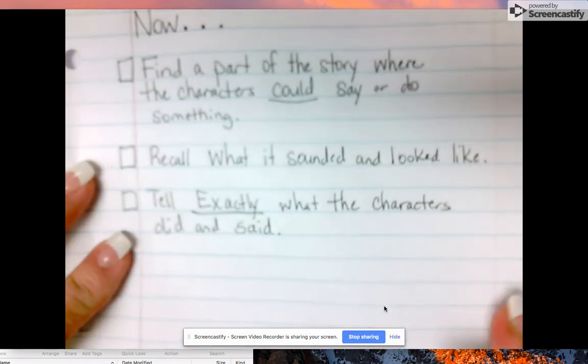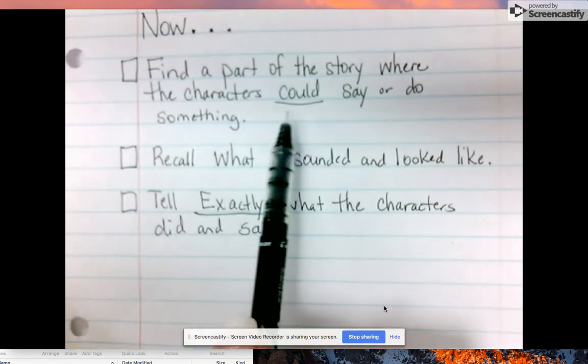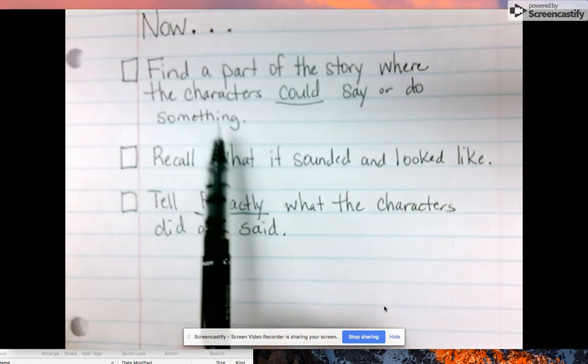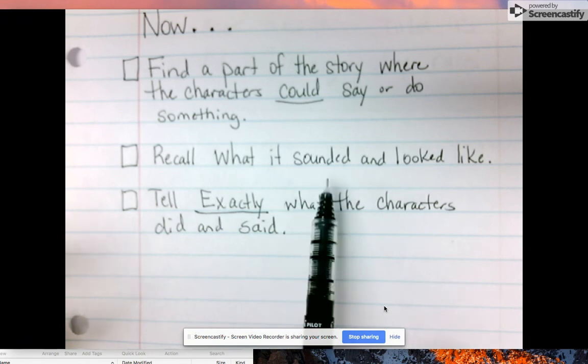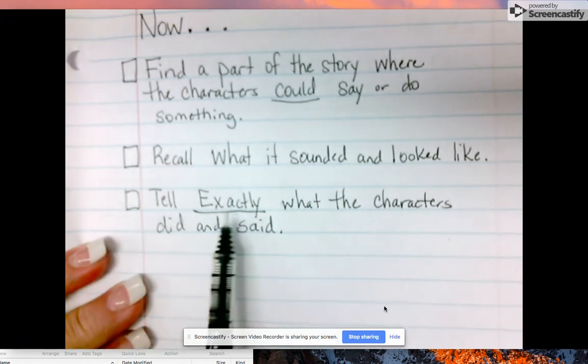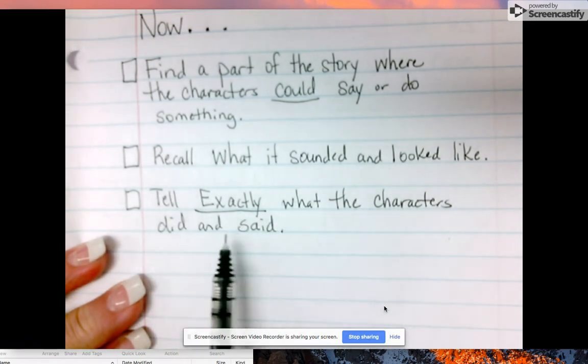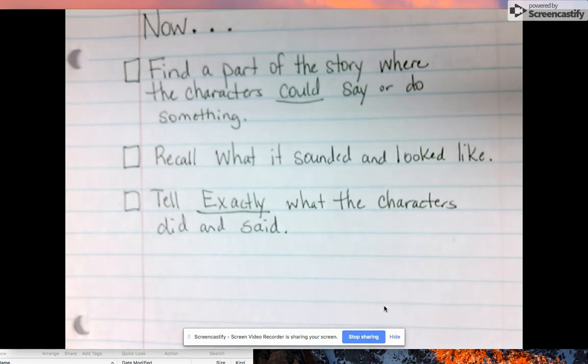So here's your checklist. You're going to find a part of the story where the characters could say or do something. You need to recall what it sounded and looked like, and then tell exactly what the characters did and said. So now you're ready to begin doing that all on your own. I can't wait to see the stories that you have and the revising that you do and bringing those stories to life.